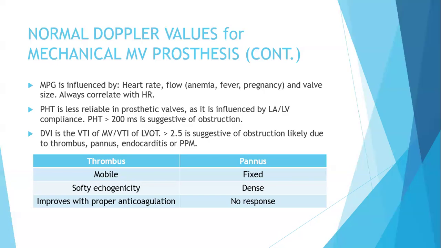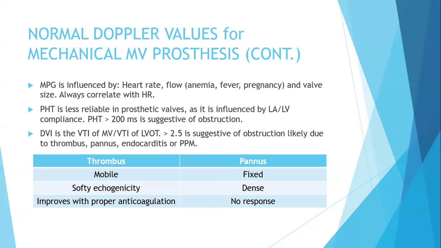The DVI is the VTI of the mitral valve over the VTI of the LVOT. Ours was usually within the normal range, under 2.2. More than 2.5 is suggestive of obstruction. This obstruction can be caused by thrombus, pannus, endocarditis, or patient prosthesis mismatch.